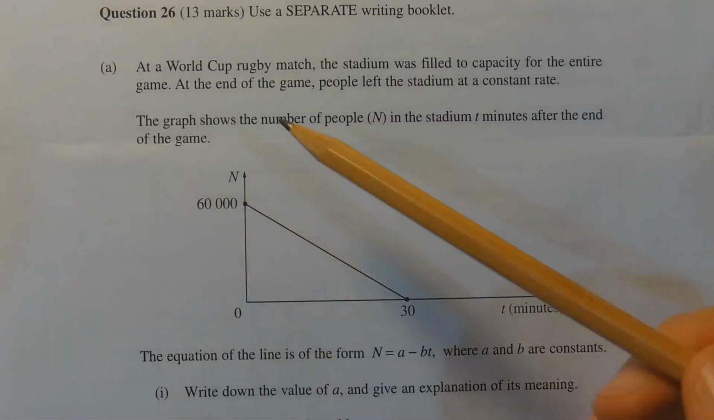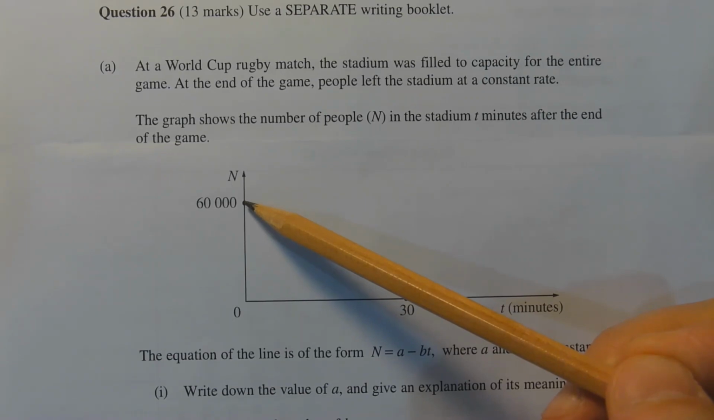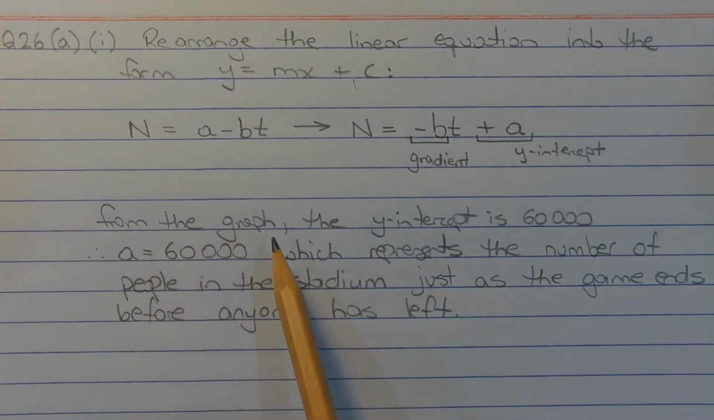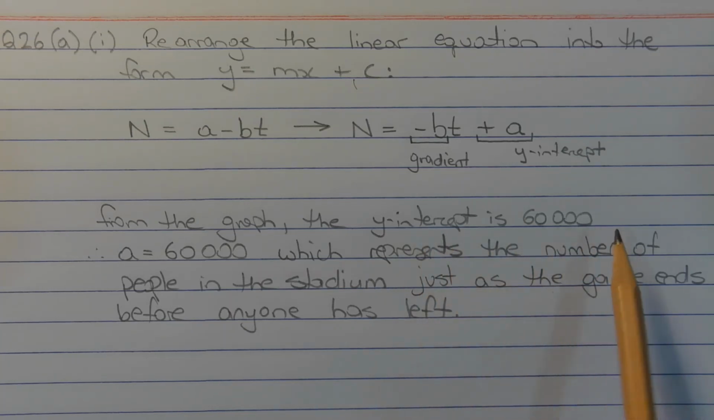So we can observe from the graph that the y-intercept is 60,000. Therefore A equals 60,000, which represents the number of people in the stadium just as the game ends before anyone has left.